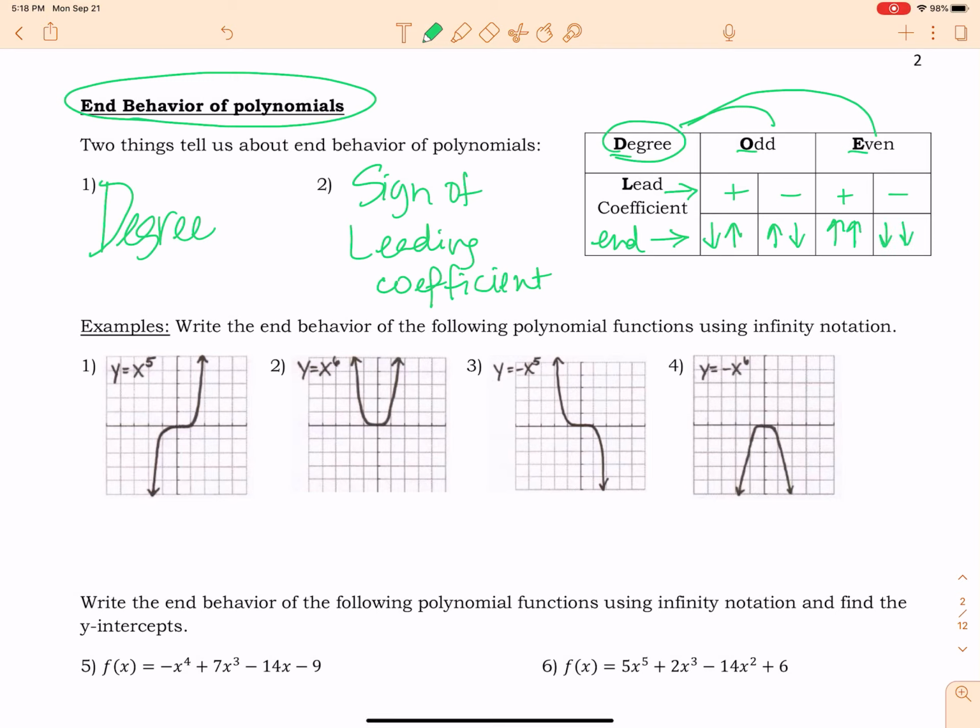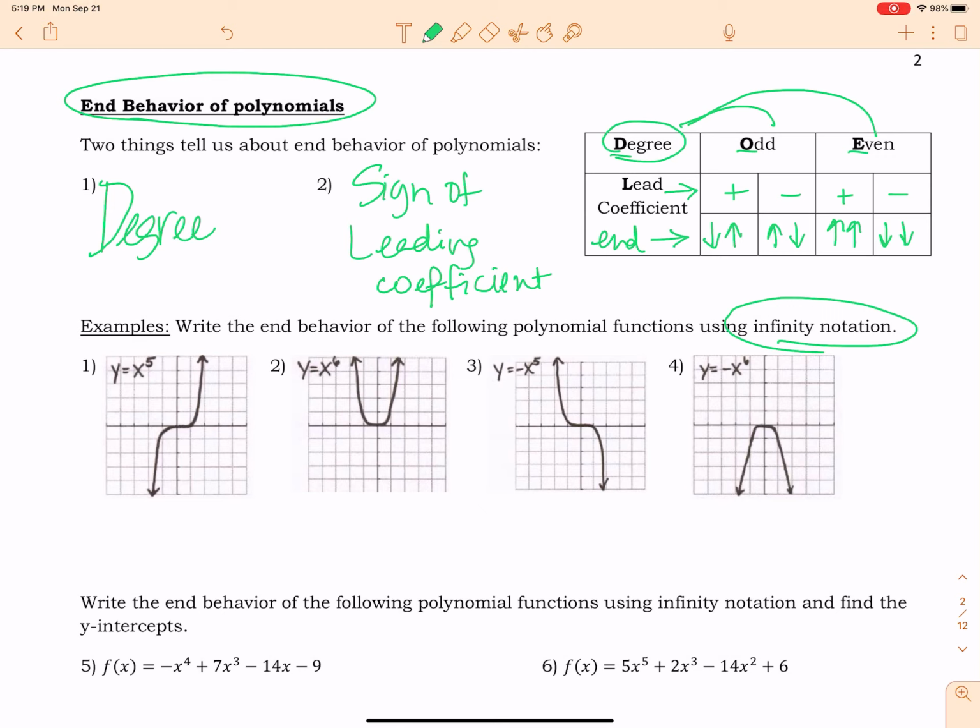If you will memorize that chart or write it each time you have to do this, then you can just refer to it. It's super easy. I'm going to use it for this right here. So these examples say, write the end behavior of the following polynomial functions using infinity notation. That's the one where we say x approaches infinity or negative infinity and y responds.